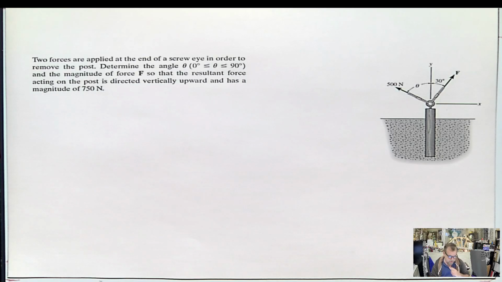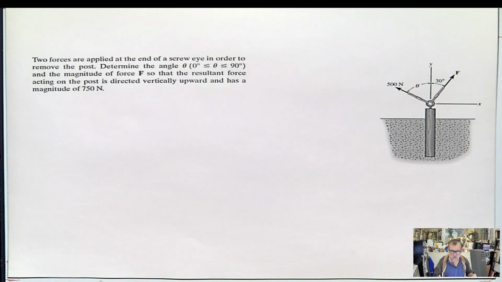Hi again, guys. So this is another problem that is interesting, and it can be solved in multiple ways. I'm going to try to solve it first using law of sines, so you can get used to it in case you haven't. And then I'm going to solve it using force decompositions and force addition like I did before.